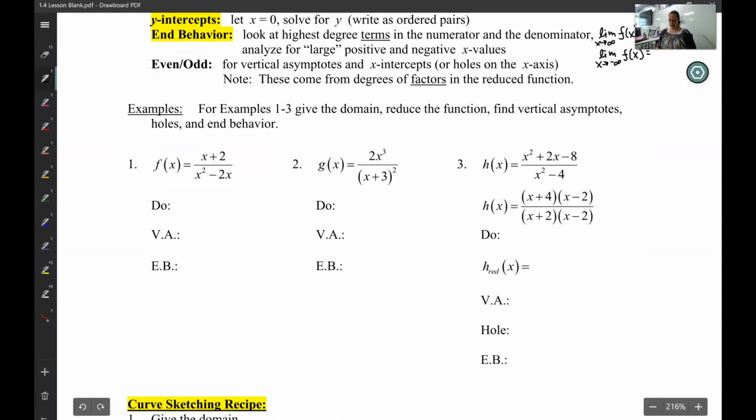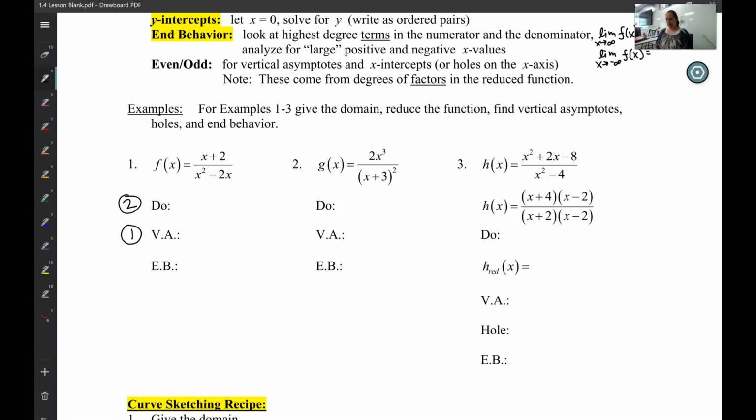So let's look at some examples. In these examples, we're just going through and listing these things. We don't have to sketch anything yet. Right now we're just practicing listing them. Now there is an order to this that will make this easier. So this is the order I would suggest. Do asymptotes first, then domain. And here's why.